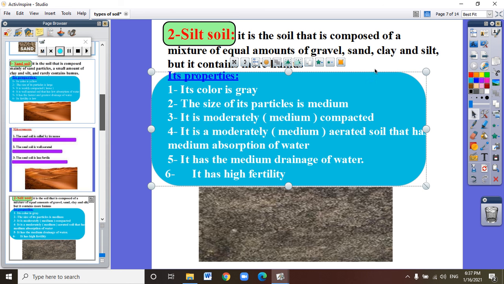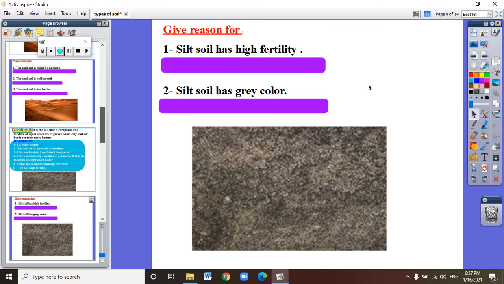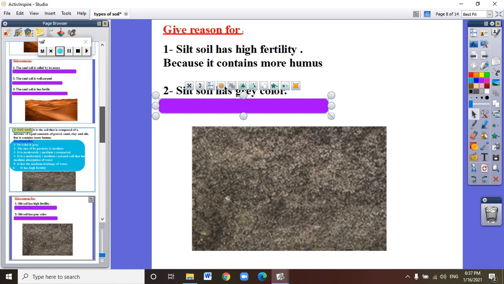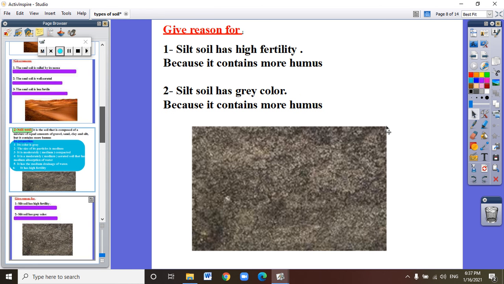Why? Because it contains a large amount of what? Of humus. Let's go through the give-reason questions on this part. Number 1, silt has high fertility because it contains more humus. Number 2, silt soil has a gray color. Why? Because it also contains more humus.